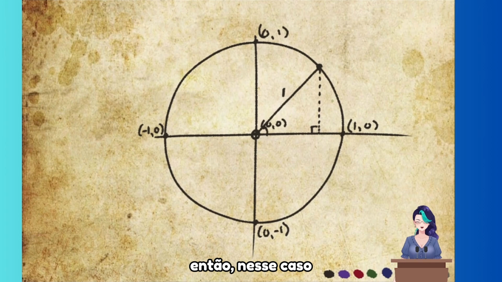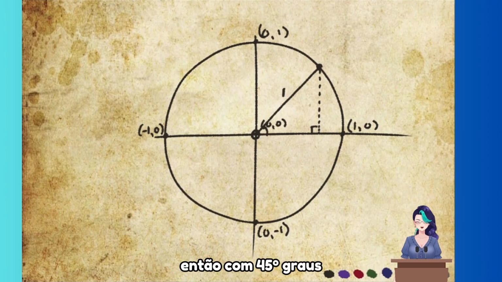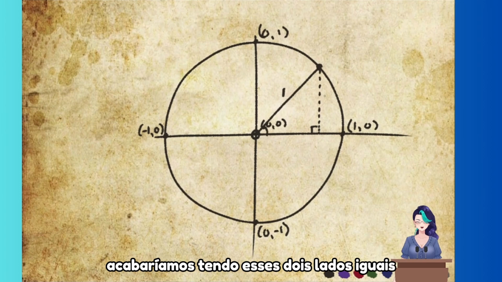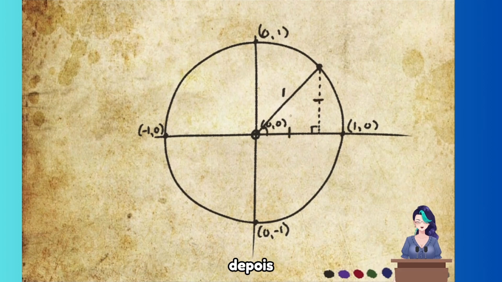So with this one, let's say this is 45 degrees, and I'll talk about radians as well, because radians is very useful. But let's say this is 45 degrees. So with 45 degrees, we would end up having these two sides be the same. And I'll show the algebra for finding the exact amount later.